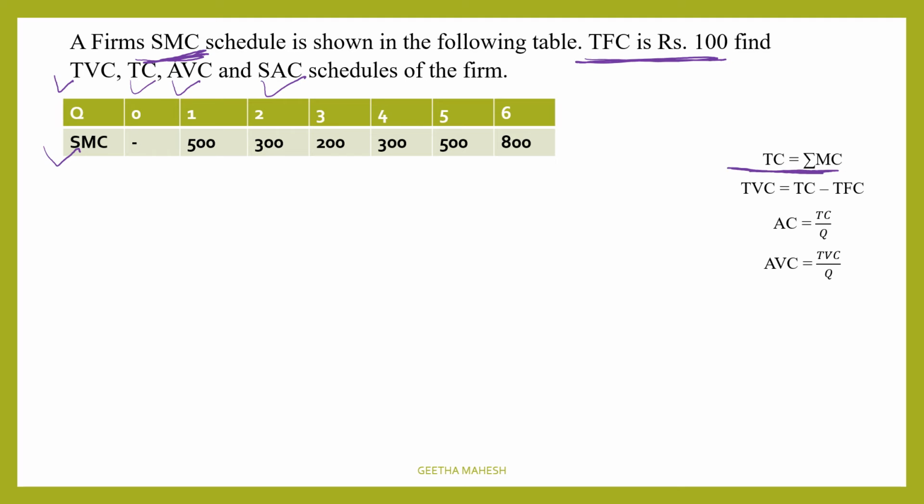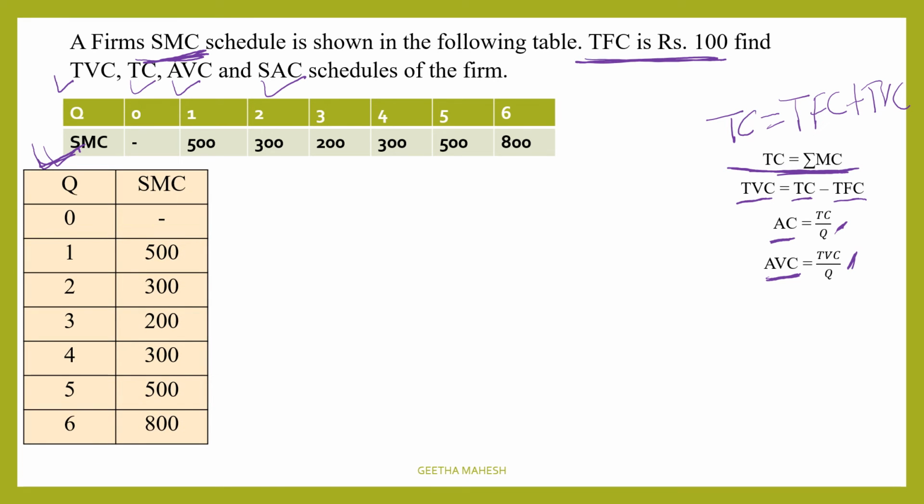First, let us discuss the calculation. Total cost is equal to the summation of marginal cost, which is given here. By taking a summation of marginal cost, you can find out total cost. We can also use one more formula: total cost equals total fixed cost plus total variable cost. Then total variable cost you can find as total cost minus total fixed cost. Then average cost is equal to total cost divided by quantity. Then average variable cost equals total variable cost divided by quantity. Now let us solve this problem.